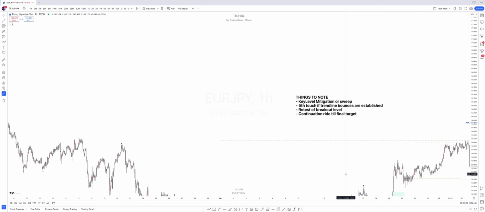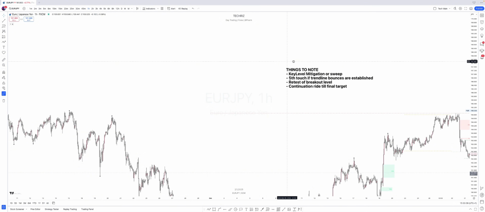Both a horizontal, a vertical, or diagonal psychological level can have breakouts. So these are the 4 things we are going to note in this particular video. We're going to first note our key level mitigation or sweep. A key level mitigation is simply when price comes into a POI, right? You know POI stands for points of interest.